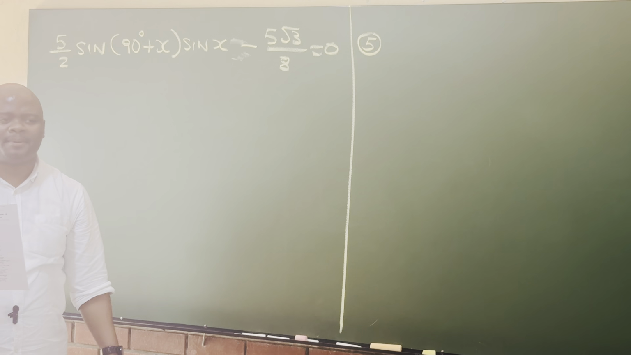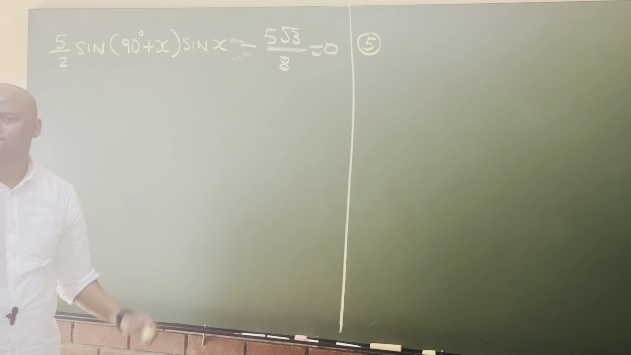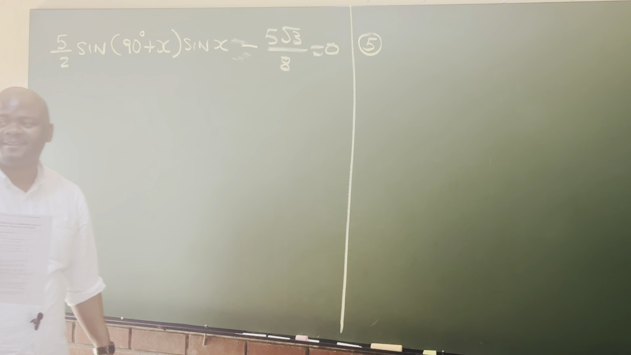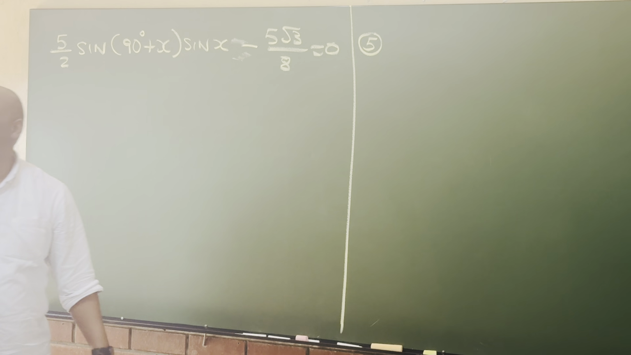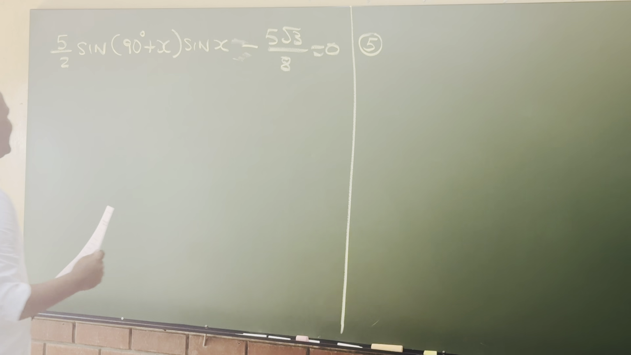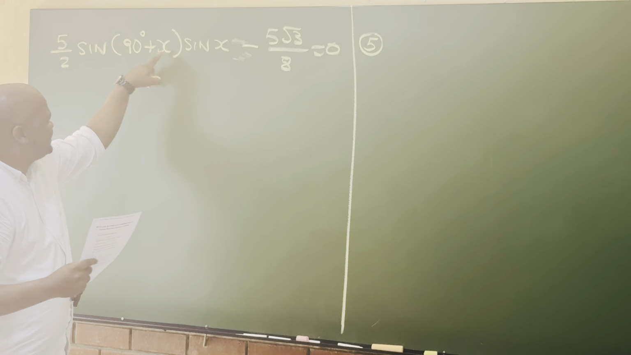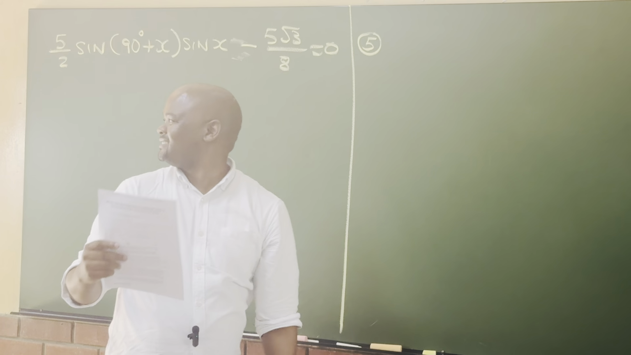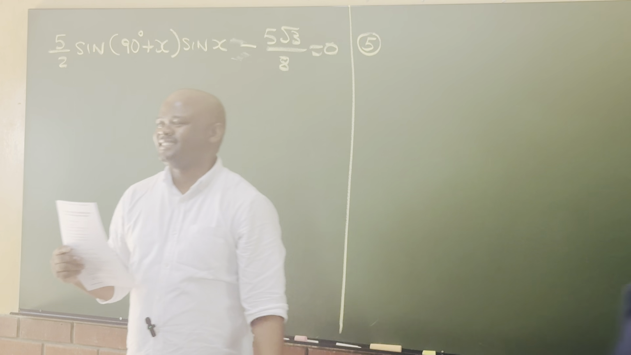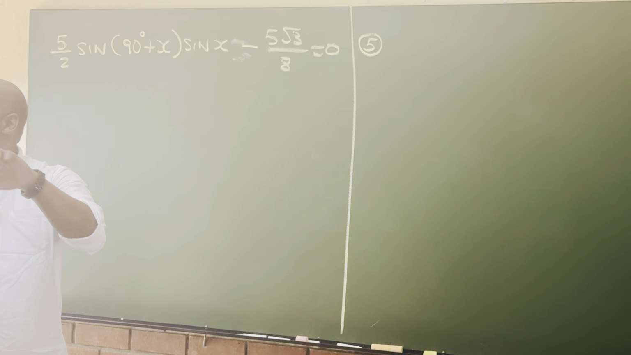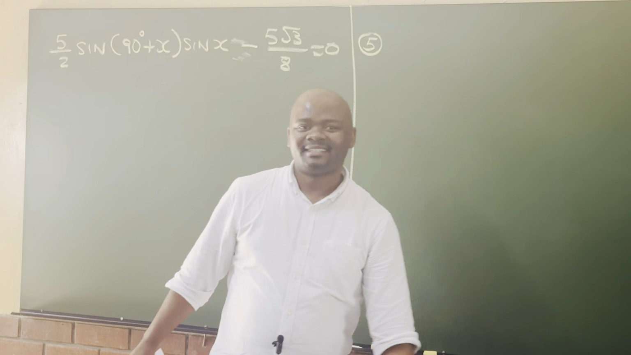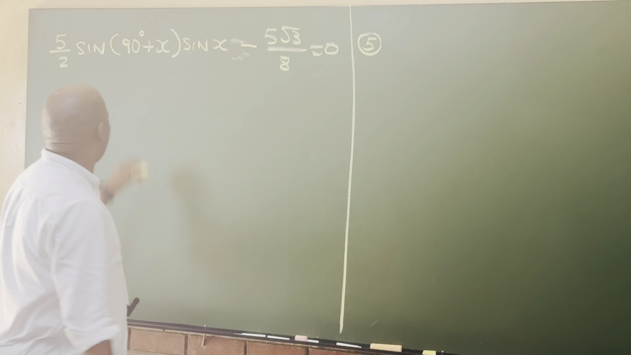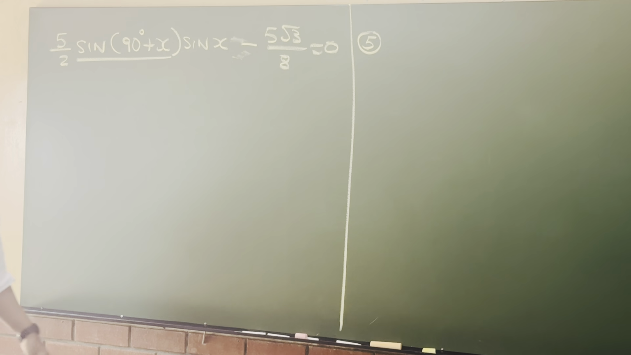That should be our first step. First step. Yes. We expand this one. I disagree. You should expand using compound. I disagree. Yes. We reduce this. We can recognize the sine of 90 plus x.